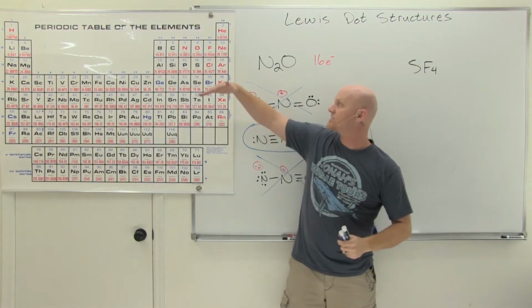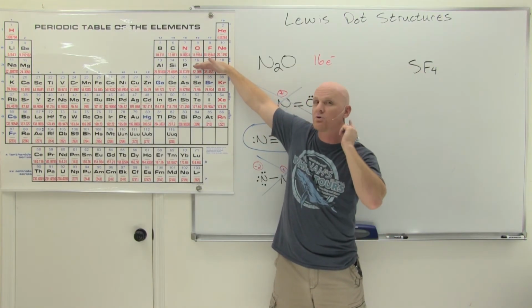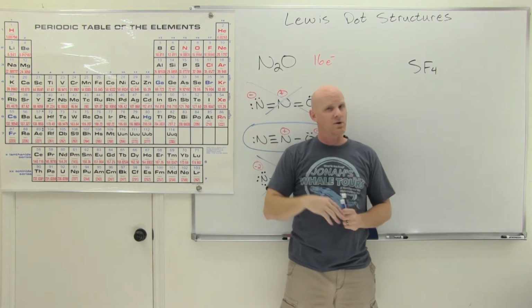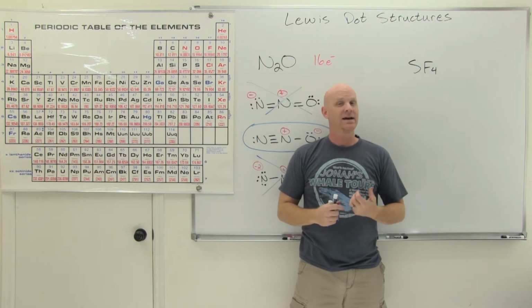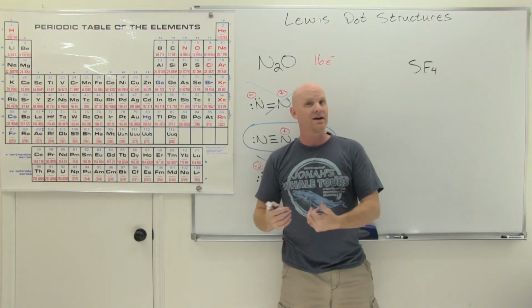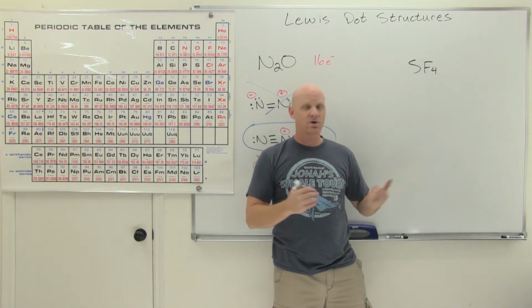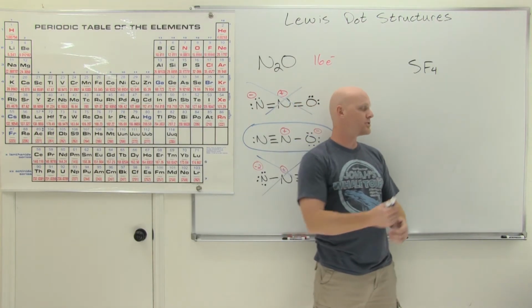But once again, sulfur is in the third row of the periodic table, and again, third row or lower, you are allowed to go over the octet rule and have an expanded octet. It doesn't mean that every structure you'll have one, but it just means that if you do end up that way in a structure, it's totally allowed, third row and lower.